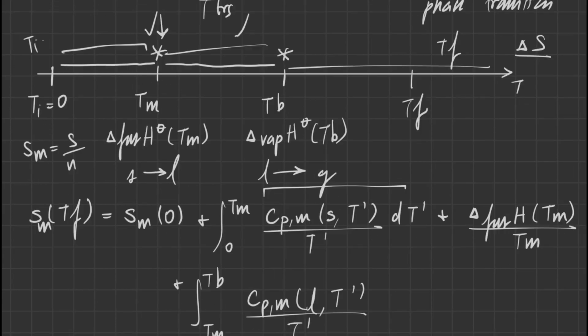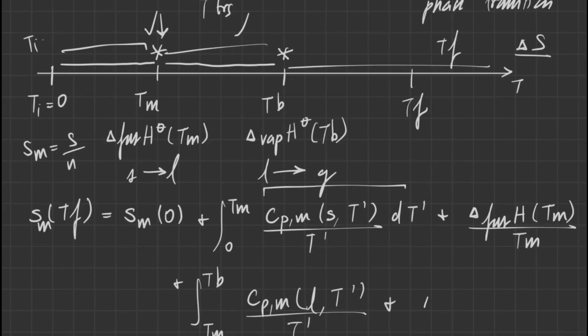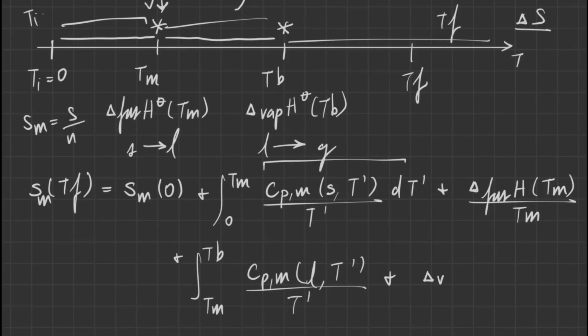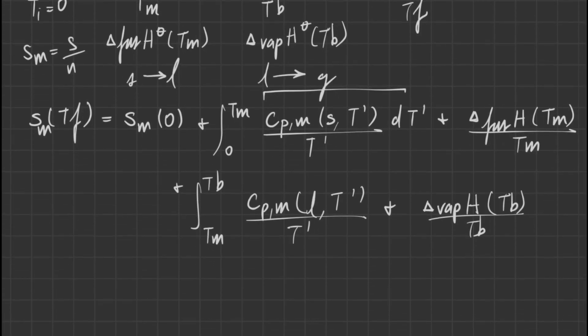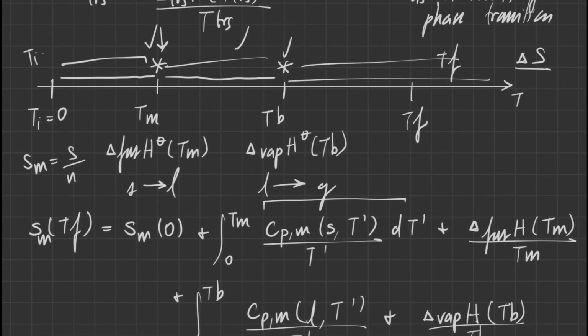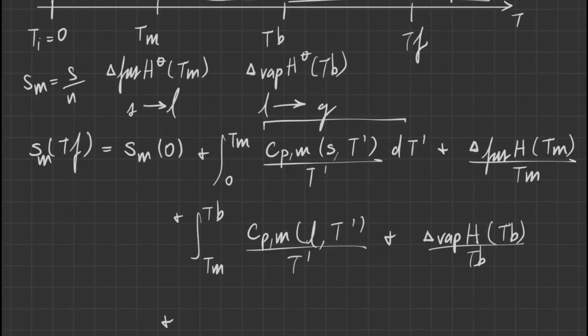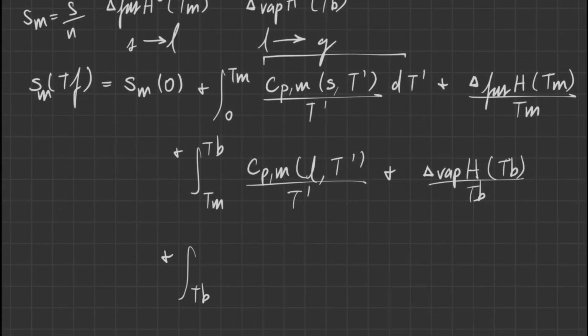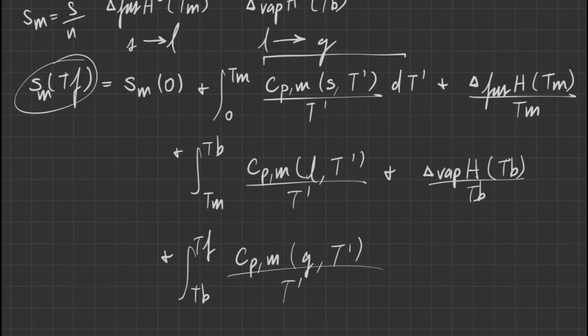Okay, so now we need the change in entropy from the vaporization of the compound at the boiling temperature. So now we need the change in entropy over this range, TB to TF, where the molar heat capacity at constant pressure is evaluated where the compound is a gas, T prime over T prime. So that should equal the entropy at your final temperature.